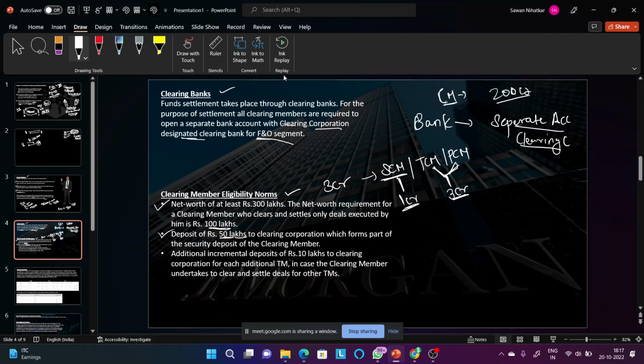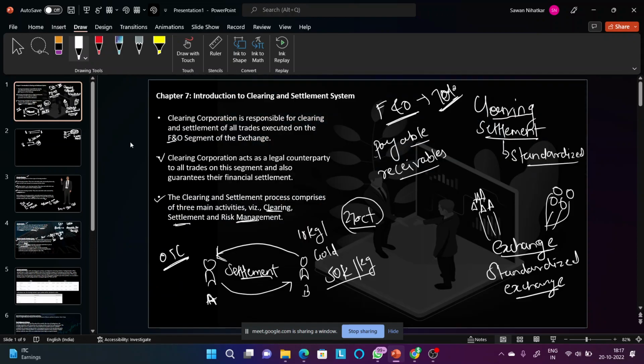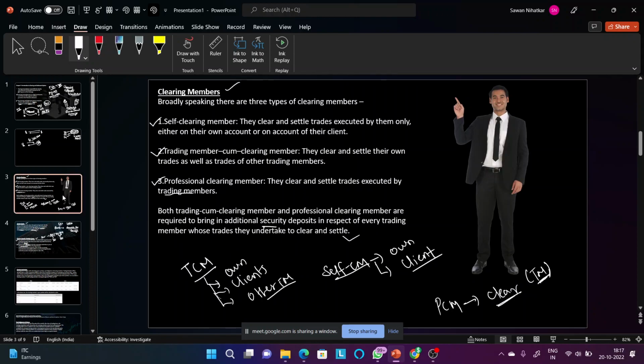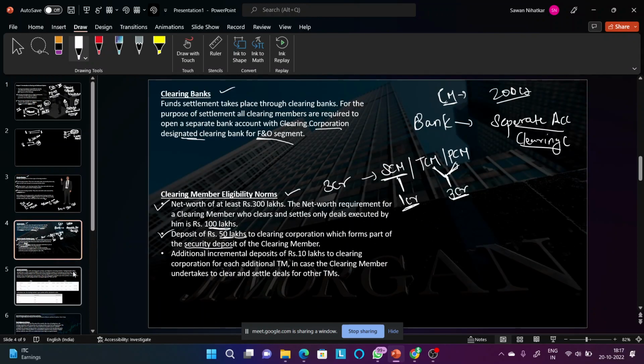So this is nothing but a kind of security deposit, which you are putting in that particular clearing corporation. As I mentioned before, as the clearing corporation is jeopardizing itself, in that situation you need to bring in additional security deposits. So security deposits are something which clearing members have to keep with the clearing corporation just for the sake of security.